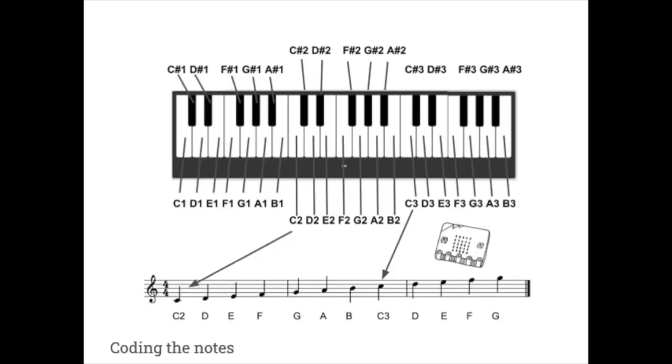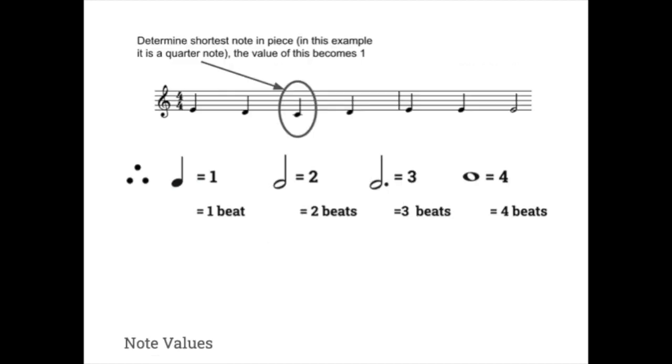The note on the music staff corresponds to the keys on a keyboard. If we're using the music blocks in MakeCode, they give us 3 octaves. The strategy we're using will actually give us 8 octaves to work with. We need to determine the notes in the music that we're using. Each note has a note value, also called beats. For this piece of music, our example has a quarter note as the shortest note played, so we will assign it 1 beat as its value.